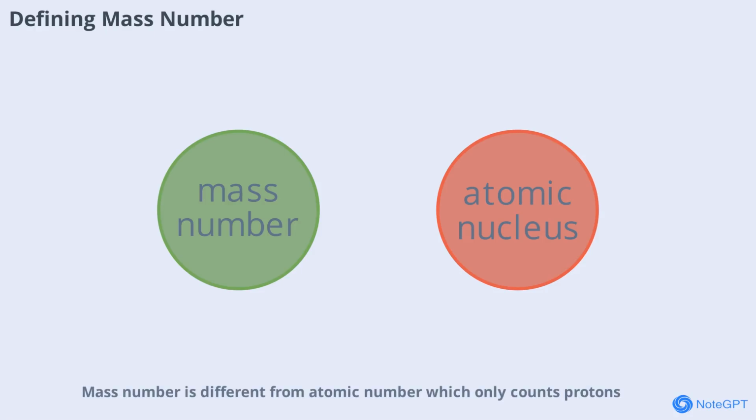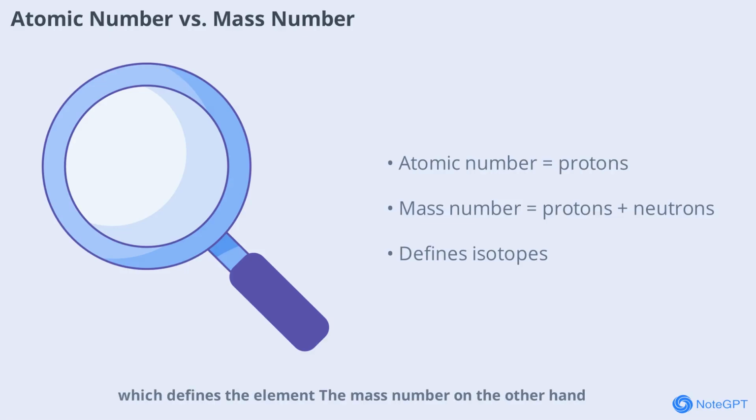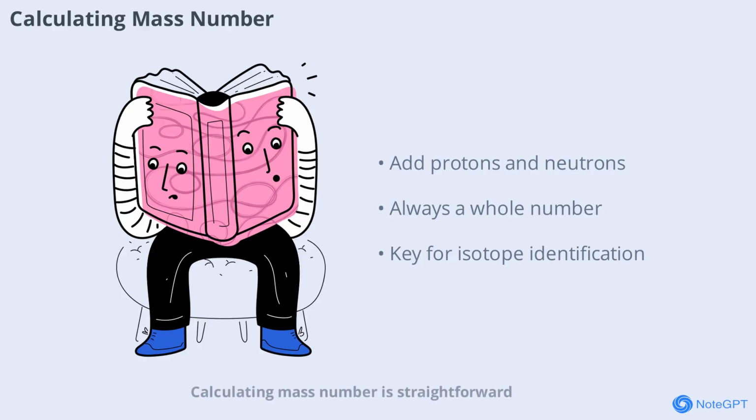Mass number is different from atomic number, which only counts protons. It's easy to confuse atomic number and mass number, but they're not the same. The atomic number tells you how many protons are in an atom, which defines the element. The mass number, on the other hand, tells you the total number of protons and neutrons. For example, carbon always has 6 protons, but its mass number can be 12 or 14 depending on the number of neutrons.